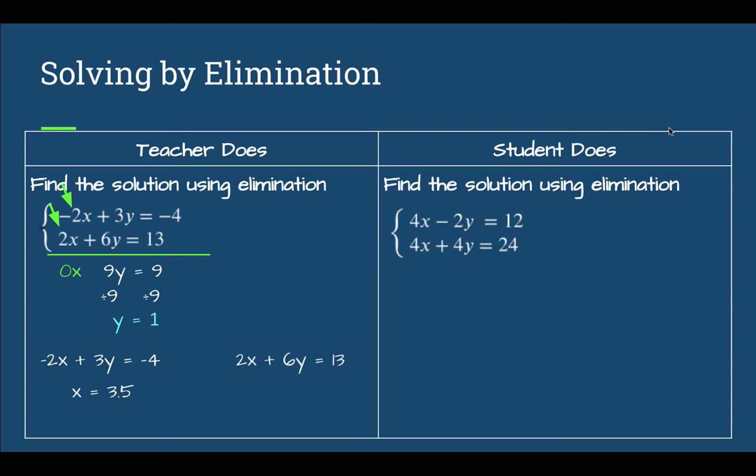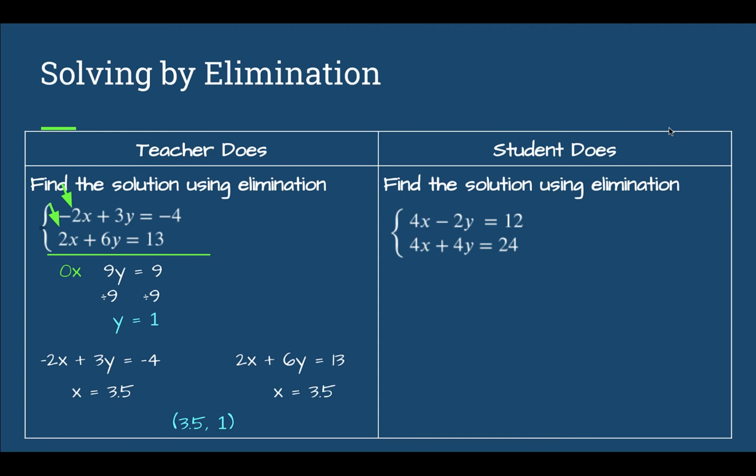We're going to check in the second equation. So if I plugged in 1 for y, I would get 2x plus 6 equals 13, 2x equals 7, so x equals 3.5. I got the same answer both times. Again, that's helping confirm that I did it correctly. 3.5, 1 is my answer. Remember to put it in the order x, y.